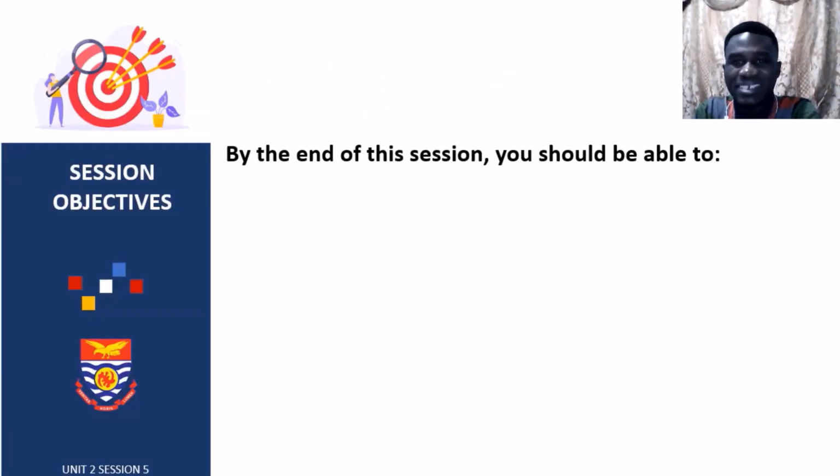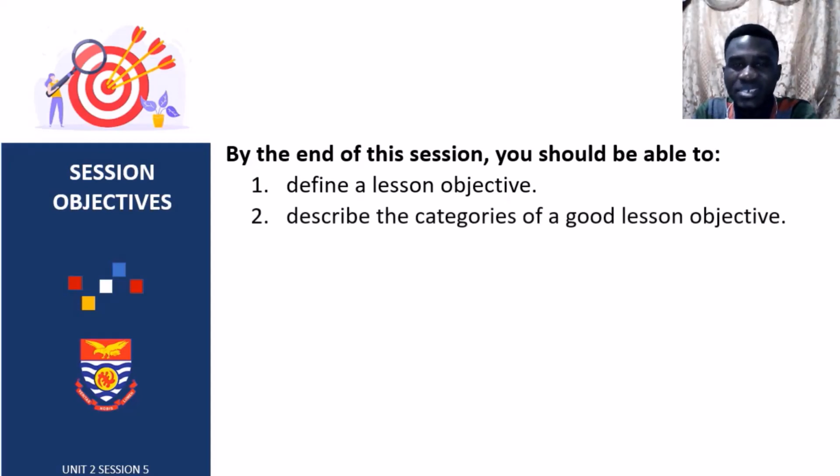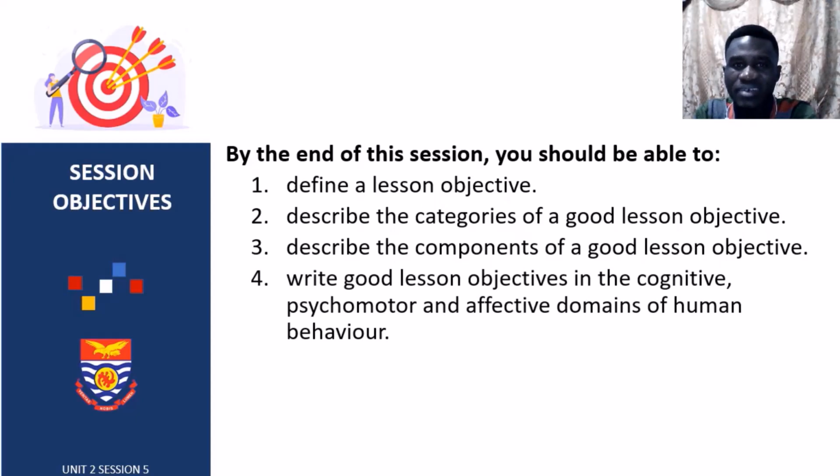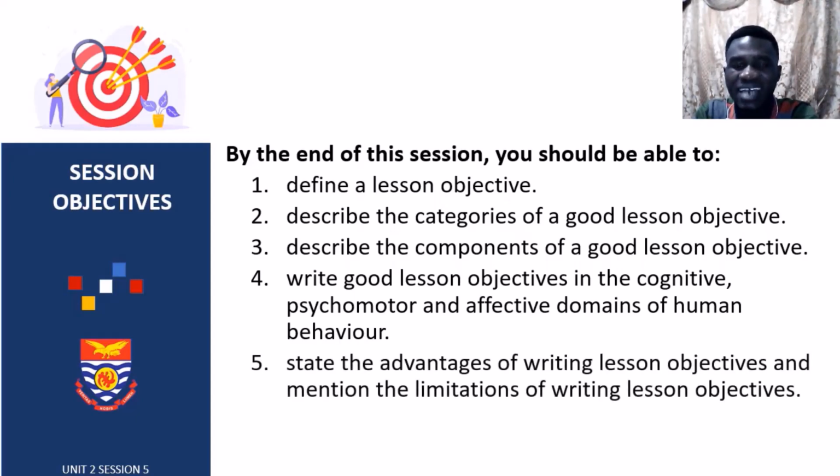Now, at the end of this session, you should be able to define a lesson objective, describe the categories of a good lesson objective, describe the components of a good lesson objective, write good lesson objectives in the cognitive, psychomotor, and affective domains of human behavior, and state the advantages of writing lesson objectives and mention the limitations of writing lesson objectives.